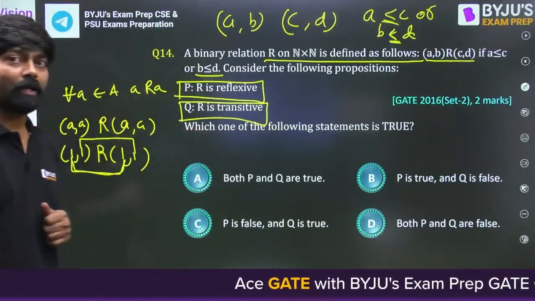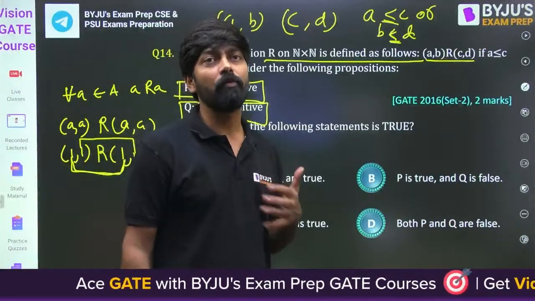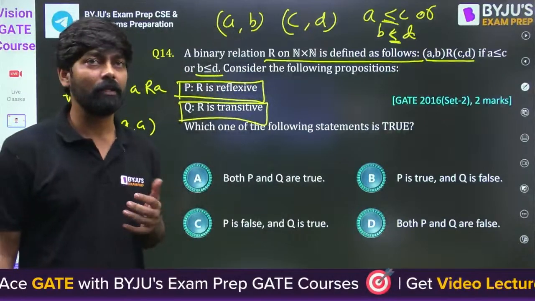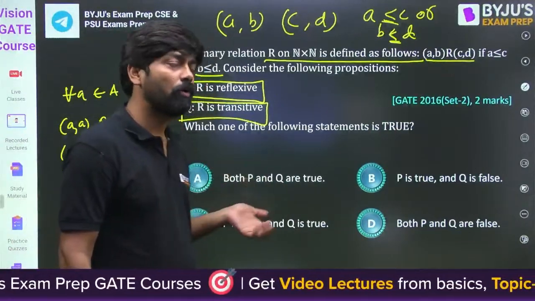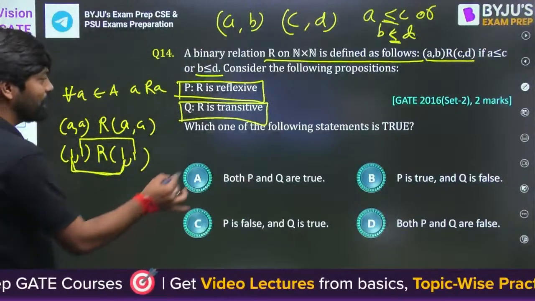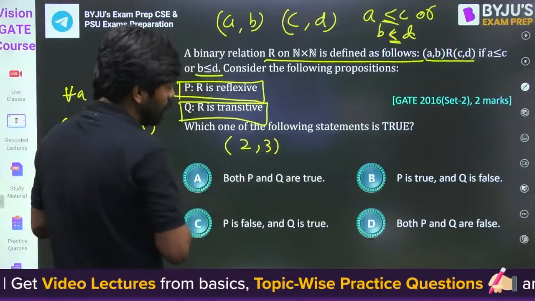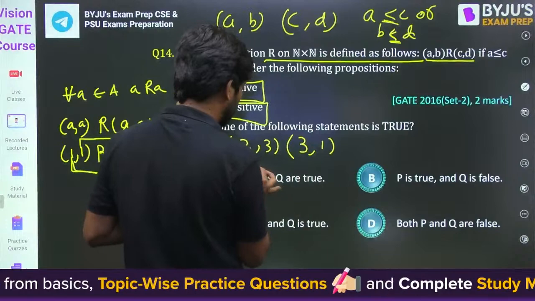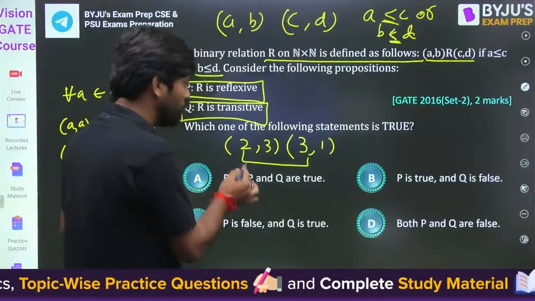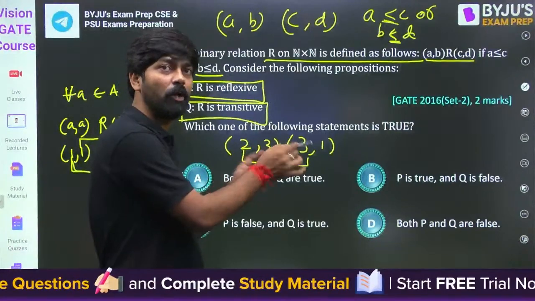My dear friend, for transitive it is better to prove not transitive. That is very easy. Proving transitive is quite difficult, but proving not transitive is easy. So you can write any relation. Let me write here: we have (2, 3) and, let's suppose, (3, 1). Here 2 is less than or equal to 3, so it will be related. (2, 3) and (3, 1) are related.